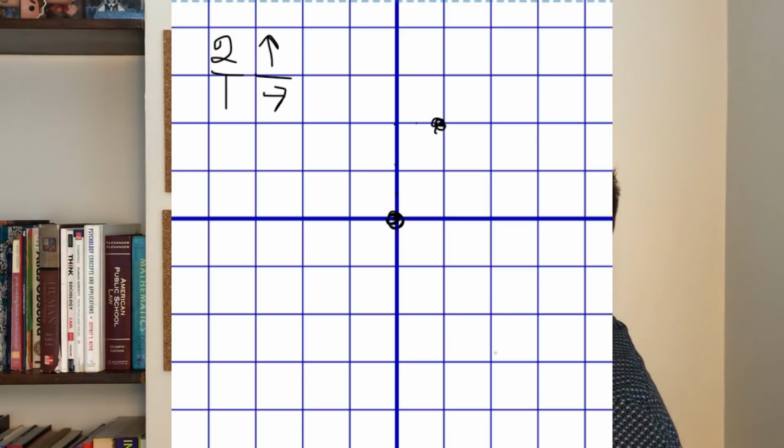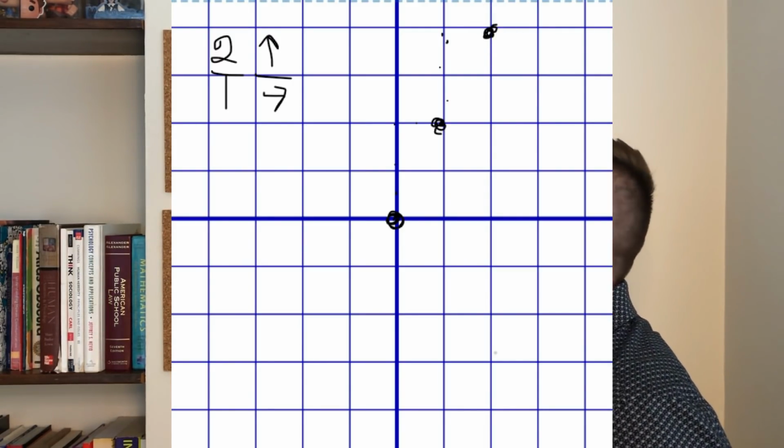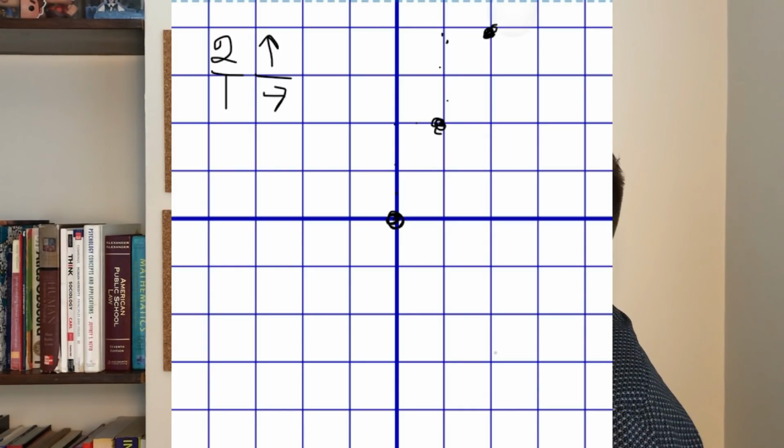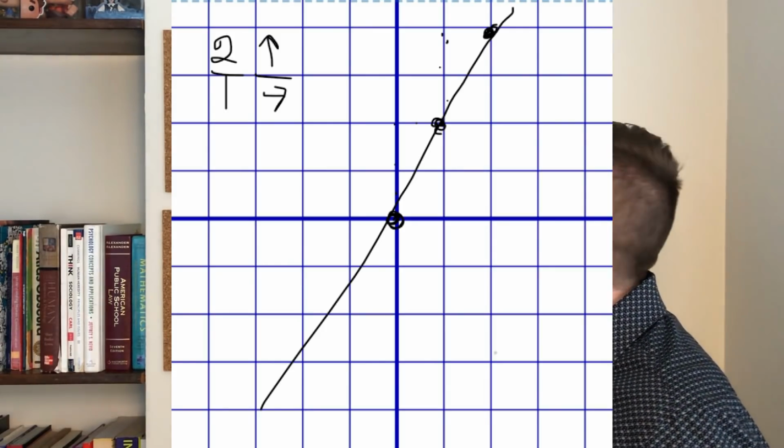Make another plot on the graph for yourself. Go up 2 over 1 from that point until you're comfortable with creating the line. That's our first equation that we graphed. Now let's do the other one that we manipulated around.